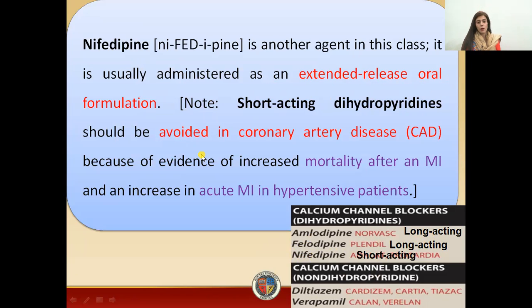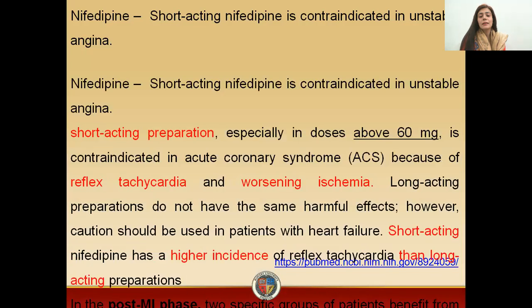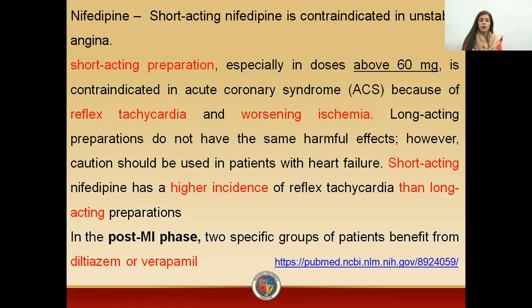But if this is short acting, then it should be avoided in CAD, that is, in coronary artery disease, because in that case it will result in an increase in mortality after myocardial infarction, and it will also increase acute MI in hypertensive patients. Now, why should it be avoided in that case? The reason is that when you use the short acting preparation of this class, it may result in reflex tachycardia. So it can worsen the ischemia, and in that case these drugs should be avoided.